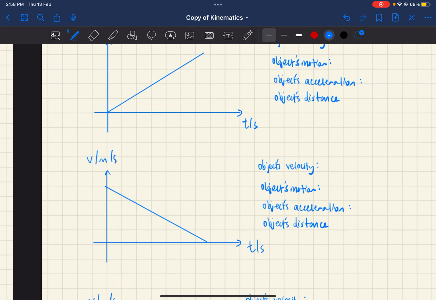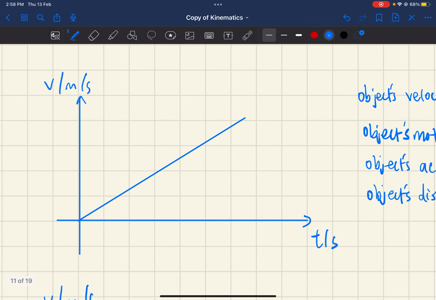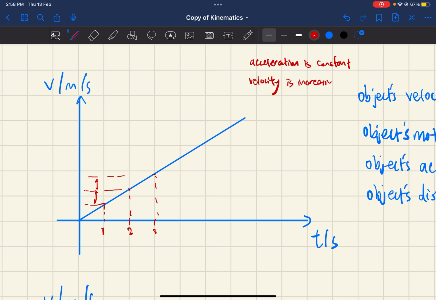Okay, let's move on. So this one over here, your velocity time graph, same thing. If it's a straight line, your acceleration is constant. Because your line is sloping upwards, your acceleration is positive and acceleration is constant. Next one, your velocity. As you can see, after every second that has passed by, the gap between the lines is constant. So as a result, your velocity is increasing at a constant rate.